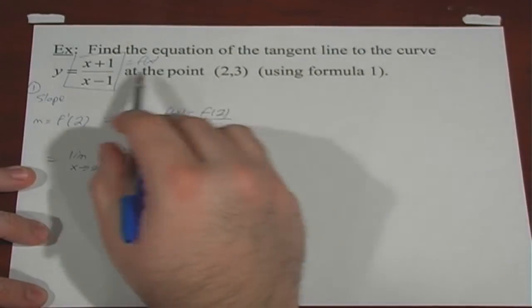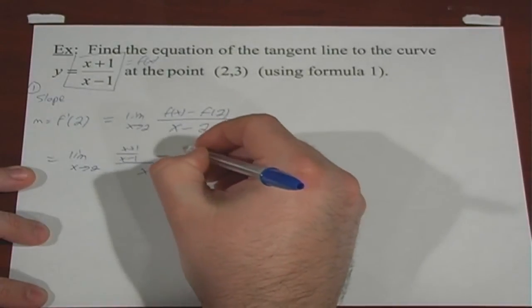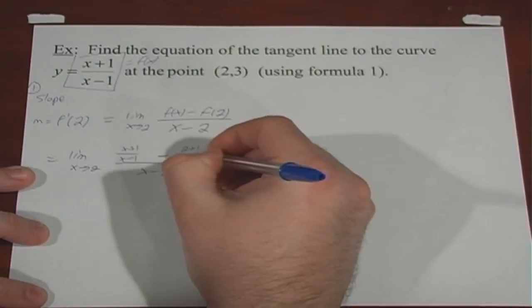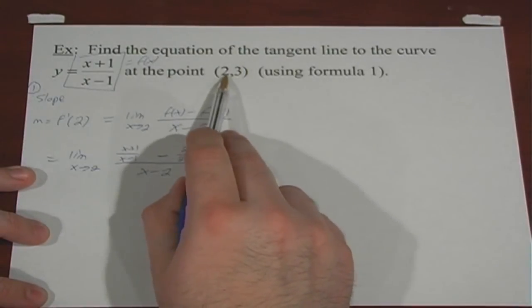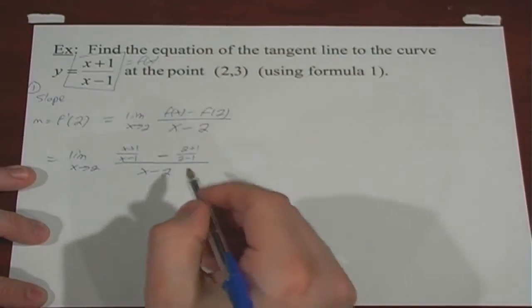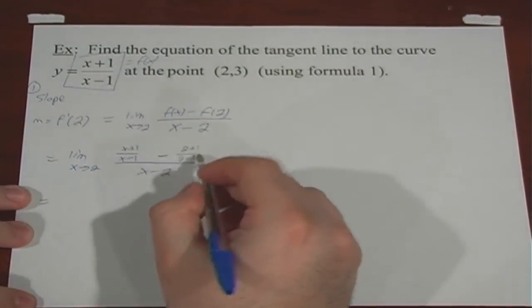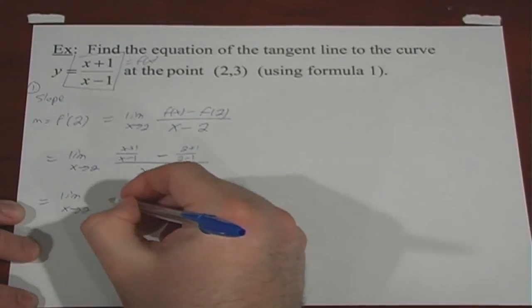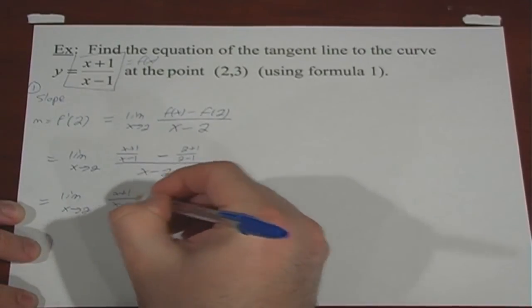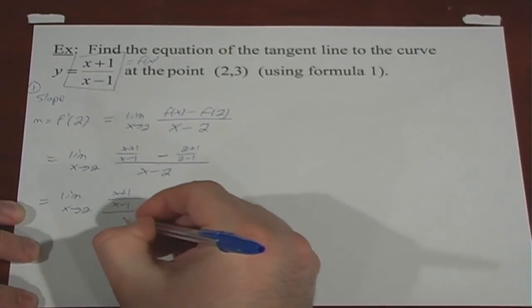F of 2, you have to plug 2 into all this. If you did that, you get 2 plus 1 over 2 minus 1. When you calculate that, you're going to get 3. That's the y coordinate, basically. You're plugging in 2 to the function, get the y coordinate. So if they don't give you the y coordinate, it still shows up when you do this limit. Okay. x plus 1 over x minus 1 minus 3 over x minus 2.